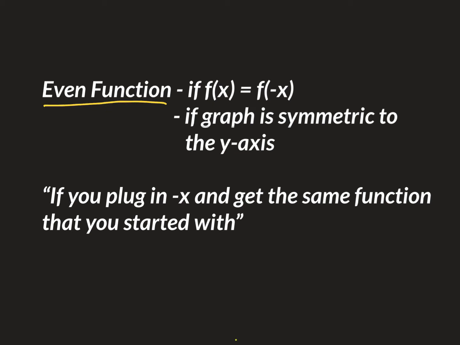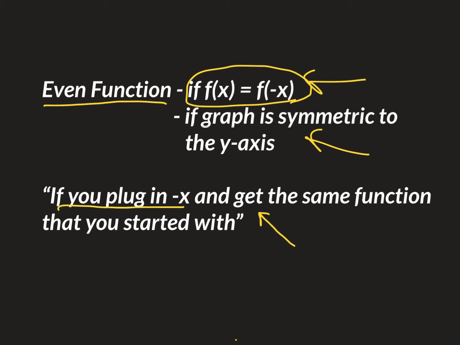One is if f of x equals f of negative x. And we'll talk about what that means there at the bottom in just 1 second. You can also tell if a function is even by seeing if it's symmetric to the y-axis. If it's symmetric about the y-axis, it's even. This first thing right here, where it says f of x equals f of negative x, in everyday language, not exactly perfect math language, but language you can probably understand: if you plug in negative x for all the x's, and you get the same function that you started with, it's even. In other words, nothing changes when you plug in a negative x.